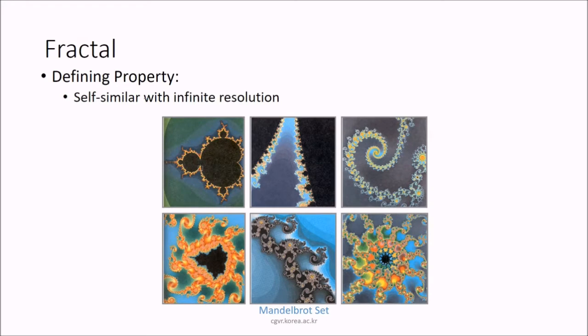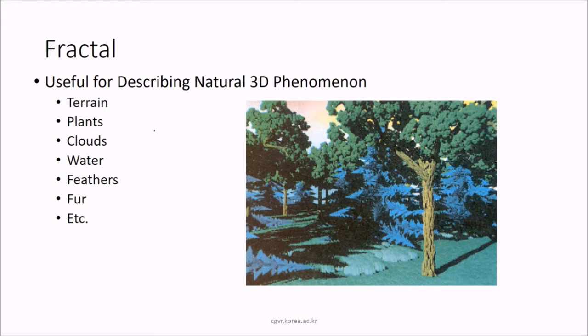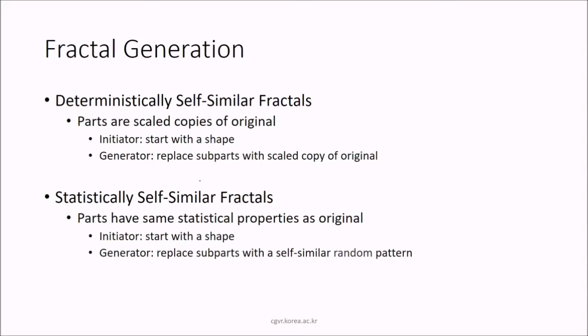Then we come to the fractal. The defining property here is self-similarity with infinite resolution. These are all self-similar, as you can see, a proper pattern of similarity. So this is useful for describing natural 3D phenomena like terrain, plants, clouds, water, feathers, etc., fur. Fractal generation is by deterministically self-similar fractals or statistically self-similar fractals.